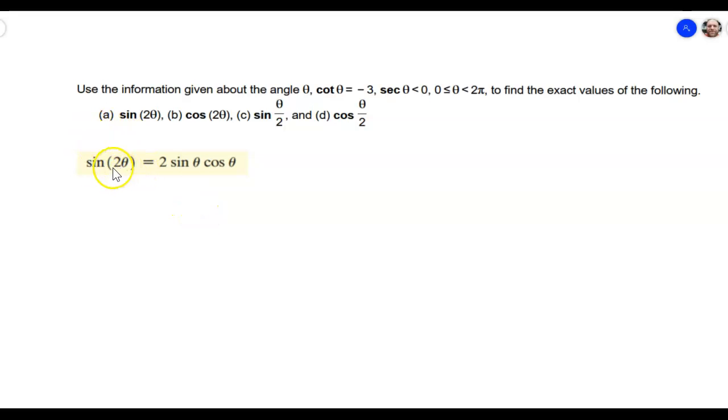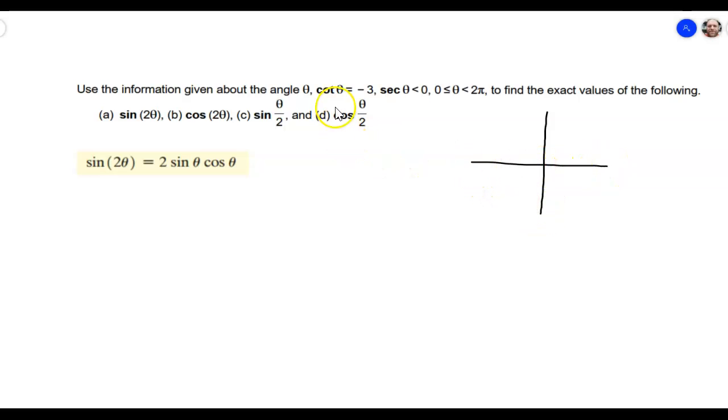In order to use this formula, I need to know the sine of theta and the cosine of theta, but they do not give those to me here. So let's see what they give me, see how we can find the sine of theta and the cosine of theta, and see if that's enough information to get us through some of these other ones as well. Let me start by making a little makeshift graph. I like to do these triangles.